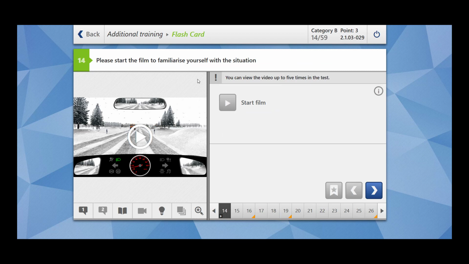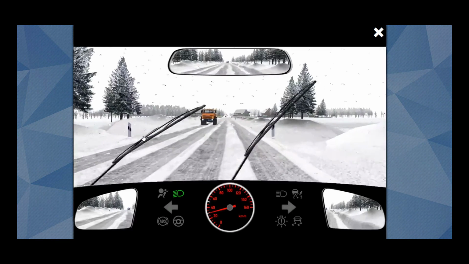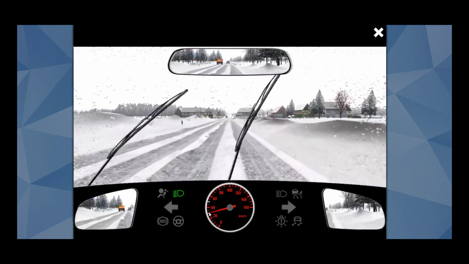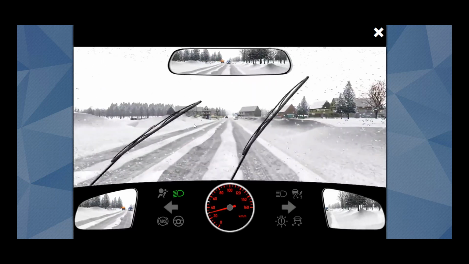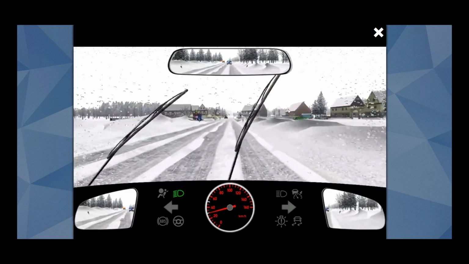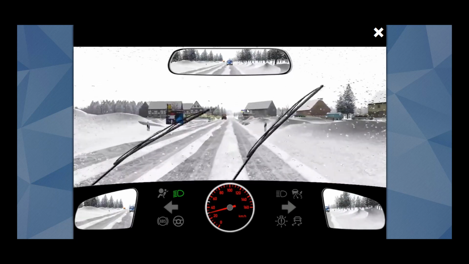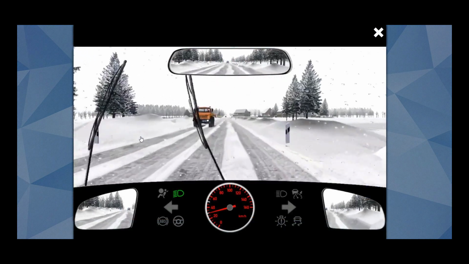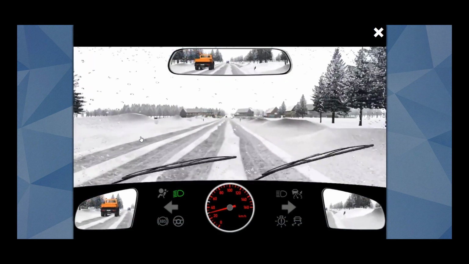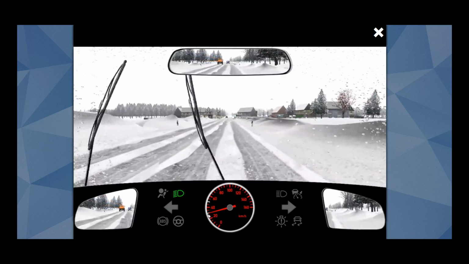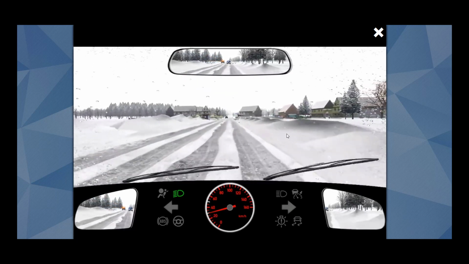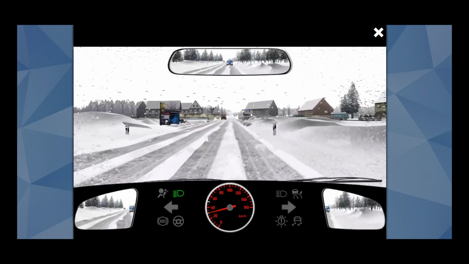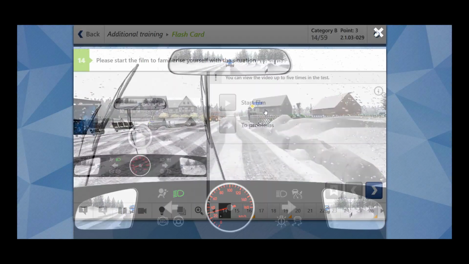Please start the film to familiarize yourself with the situation. So let's play the video. There is snow. We are driving at 30 km per hour. There's a pile of snow, and here you can see a green car approaching the road. You can see the street name and a green car. Let's play it once again. So we are in snowy conditions. We are driving at 30 km per hour, and you can see a green car approaching the road. There's a street name also, so you can expect vehicles coming out.